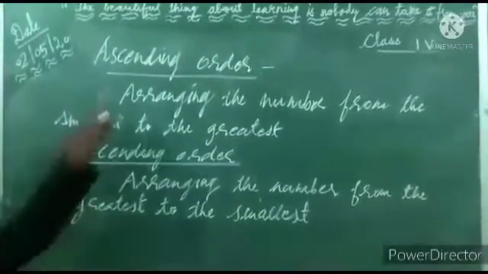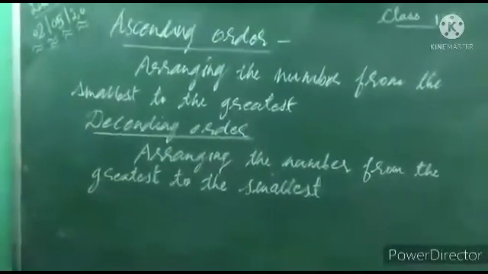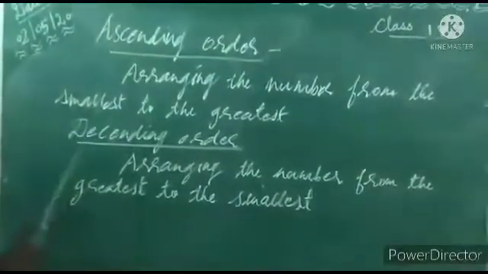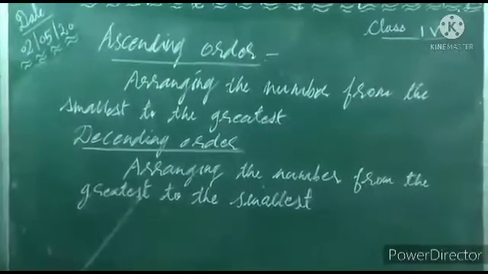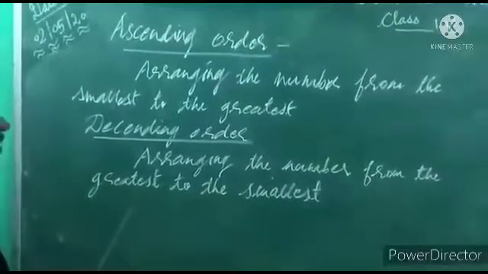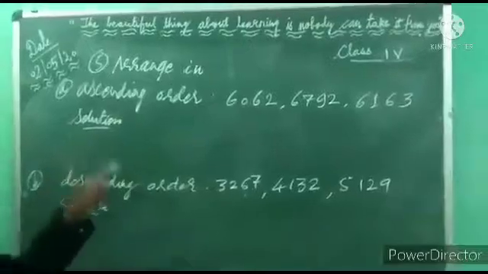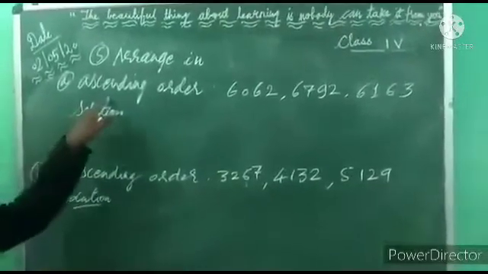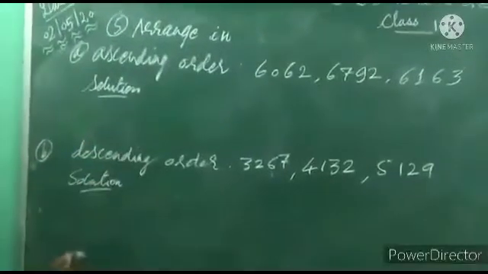And descending order means just the opposite of ascending order, arranging the numbers from the greatest to the smallest. So, understood: ascending means smallest to the biggest or greatest, and descending means greatest to the smallest. Keep this definition in mind. Question number 5: arrange in ascending order.